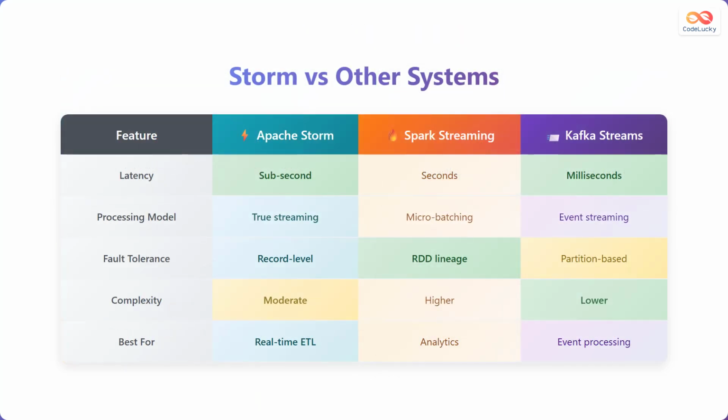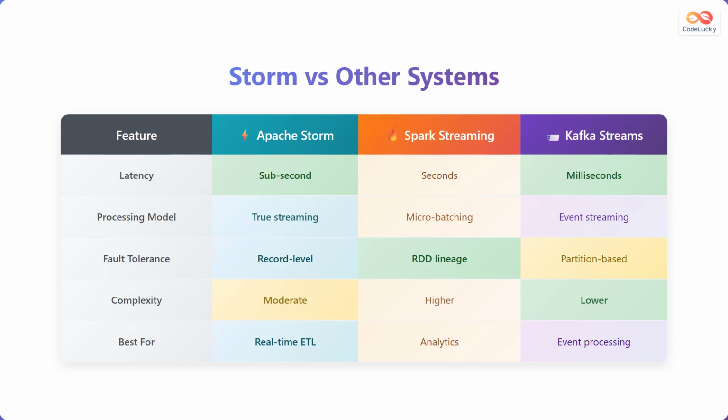Finally, let's compare Storm with other popular stream processing systems like Spark Streaming and Kafka Streams. In terms of latency, Storm offers sub-second latency, similar to Kafka Streams, while Spark Streaming has latency in seconds. When it comes to the processing model, Storm uses true streaming, Spark Streaming uses microbatching, and Kafka Streams uses event streaming. Storm offers record-level fault tolerance, Spark Streaming uses RDD lineage, and Kafka Streams offers partition-based fault tolerance.